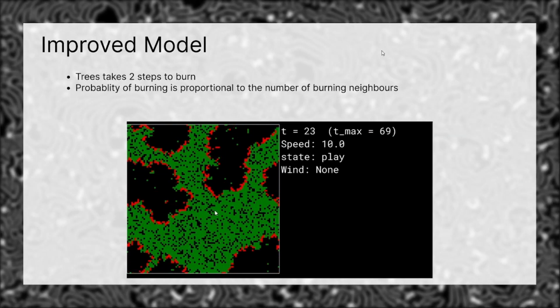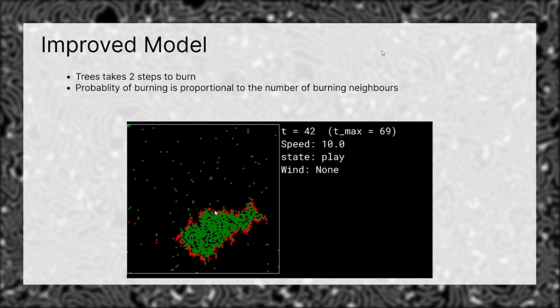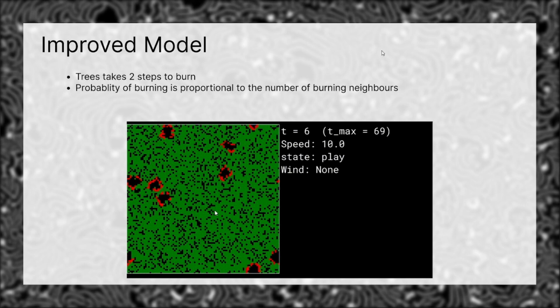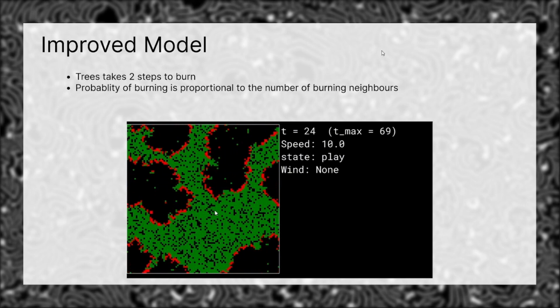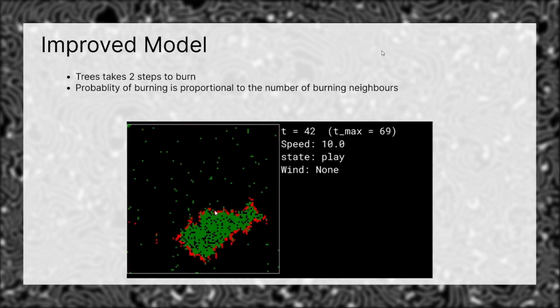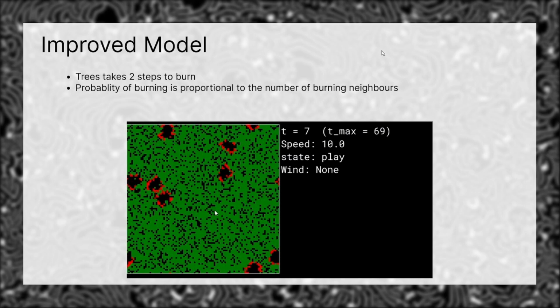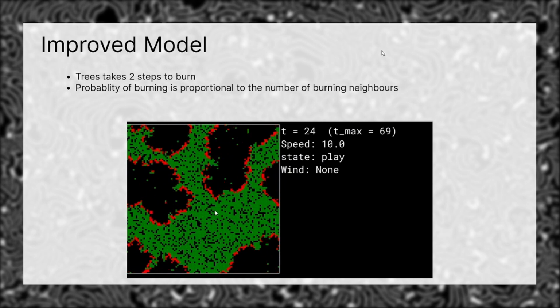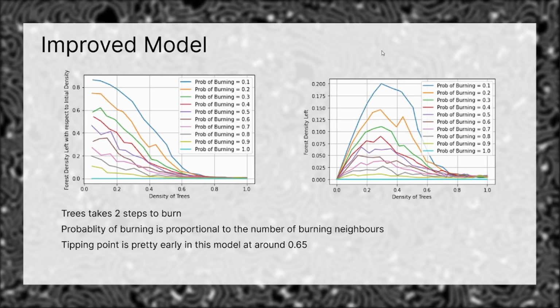This is the improved model. In this model, we are considering that the tree takes 2 steps to burn, and the burning of a tree is proportional to its neighbors. Like, if more neighbors are burning, then the probability of the current tree burning is higher. In this model, we can see that the tipping point is at around 0.65, after which most of the trees are getting burned and the density is nearly zero.